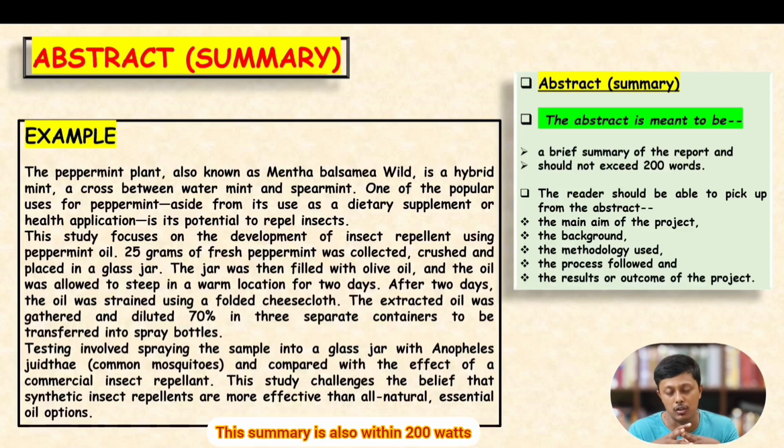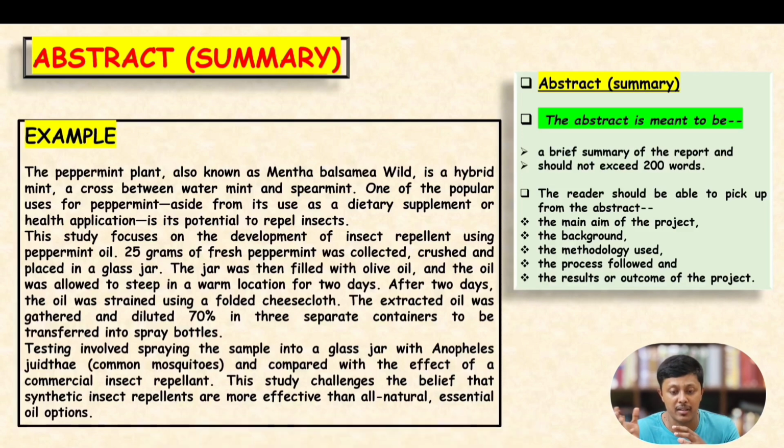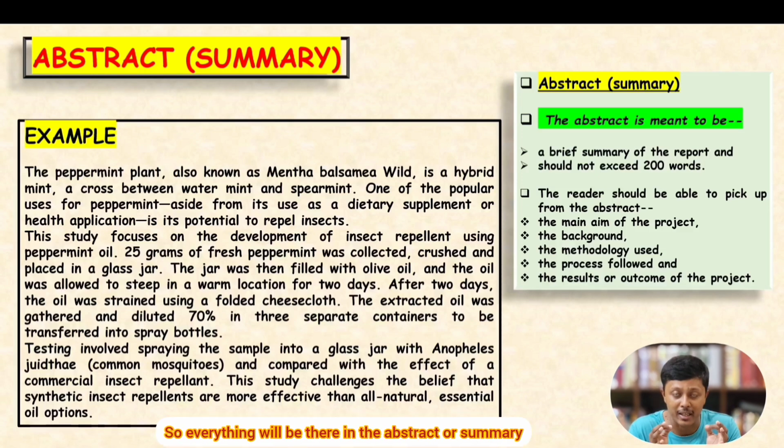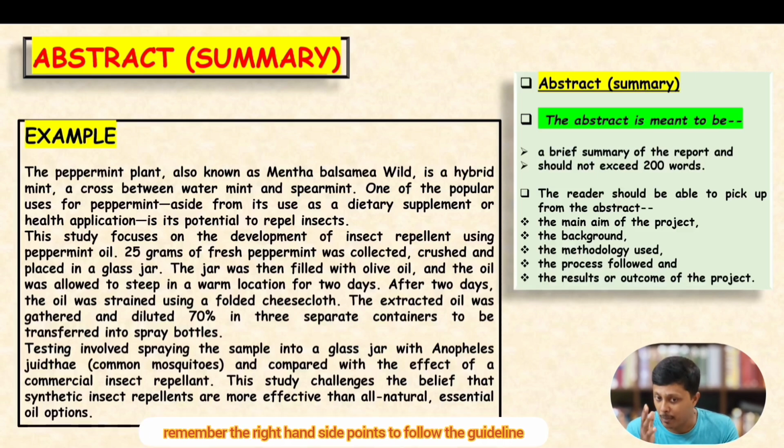This summary is also within 200 words. It's almost 155 or like that. I don't know the exact words, and the reader, after reading this, may get the main aim of the project, that it is about the peppermint plant and the oil extracted from it. The background, how the person has already studied about it, the methodology used, process followed, and results or outcome of the project. So everything will be there in the abstract or summary. So whenever you try to write the summary, remember the right hand side points to follow the guideline and to present all those points in the summary.